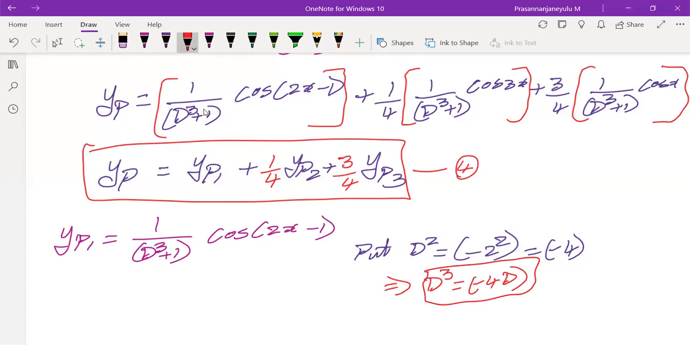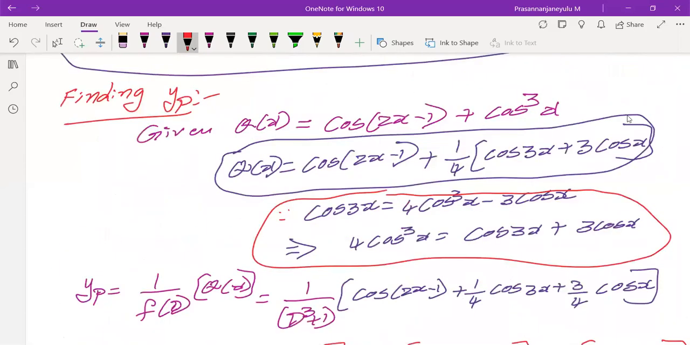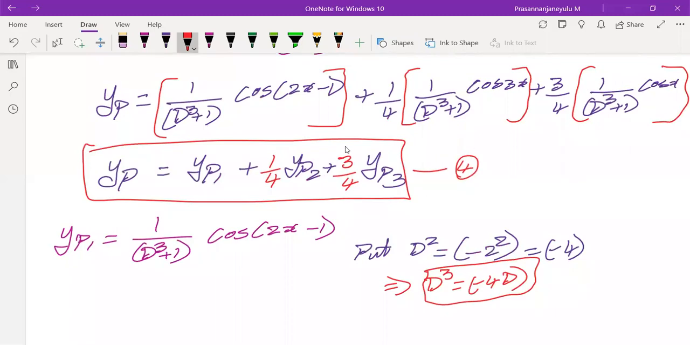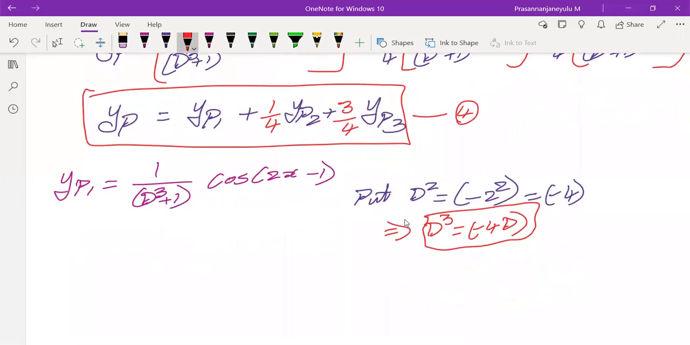So, the first point is, in this problem we write cos cube x like this. The second point is, whenever cos 2x minus 1 is available, then also we substitute D square equals minus a square only. The third point is, we are splitting it into 3 parts, yp1, yp2, yp3. And the fourth very important point in this problem is D square equals minus 4, multiplying on both sides with D, then we get D cube equals minus 4D. Is it clear to everybody? Then I'm substituting these in our question. That is 1 by, what is the D cube? Minus 4D plus 1 of cos of 2x minus 1.